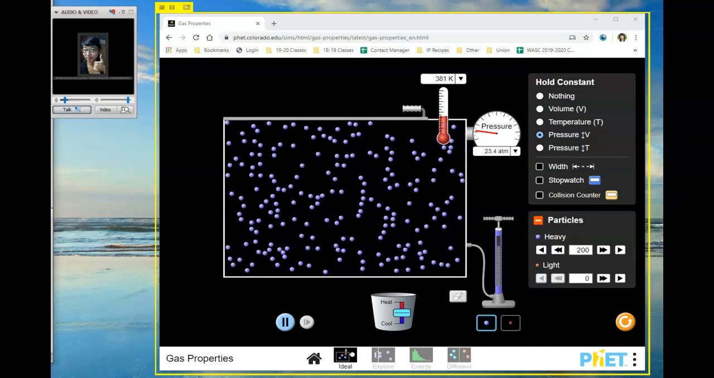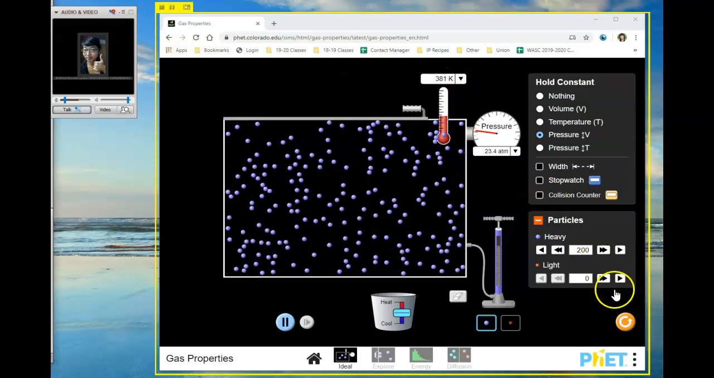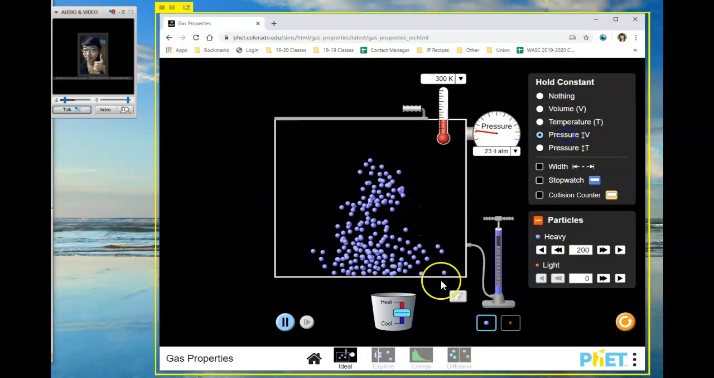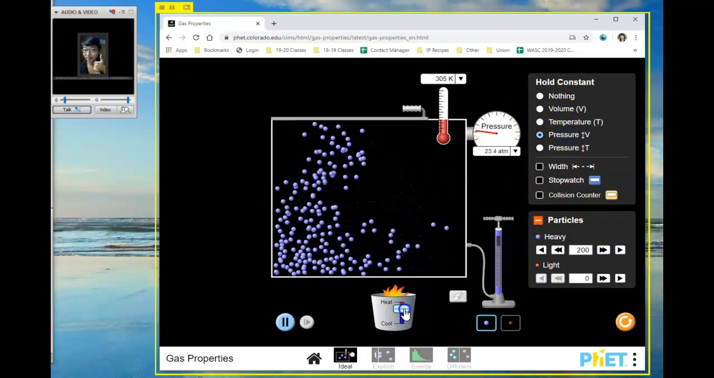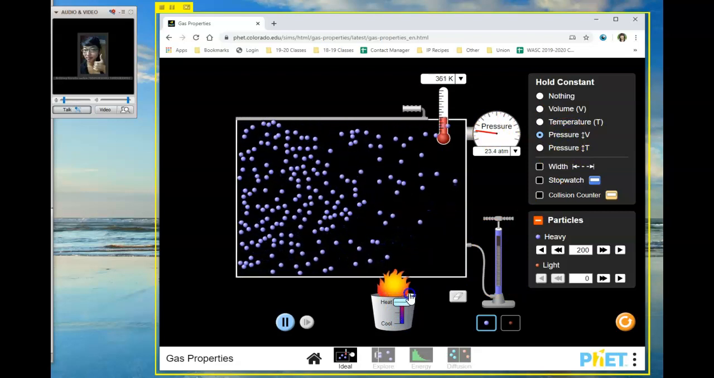Oh no, Anissa. So they did speed up for a little bit. Then what happened to the actual container? I can show you another time. Here, let's take a look at this. So we'll keep the pressure constant. And what do you notice happens to the container as I heat it up?